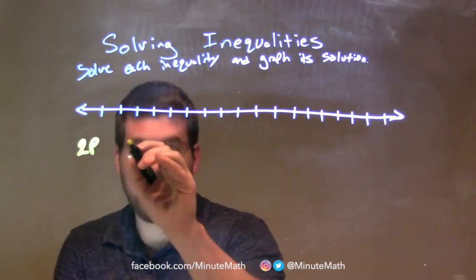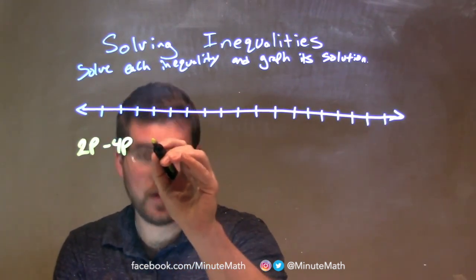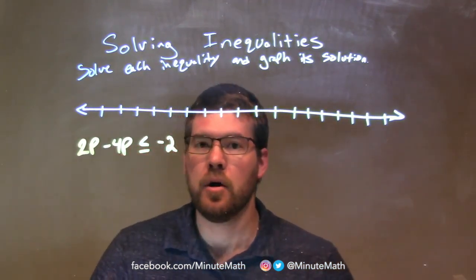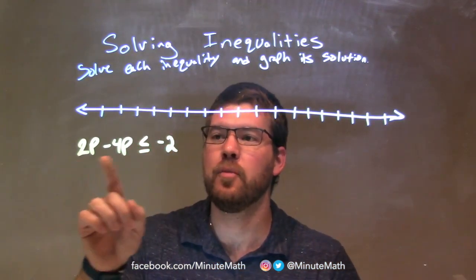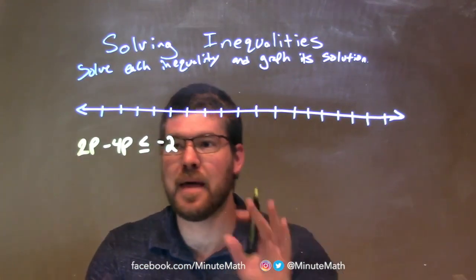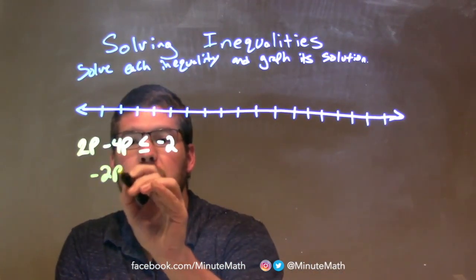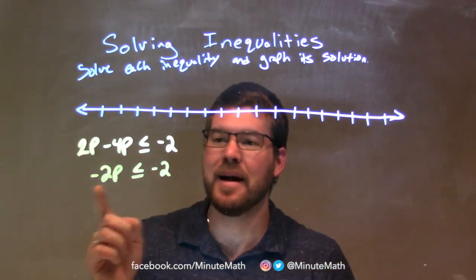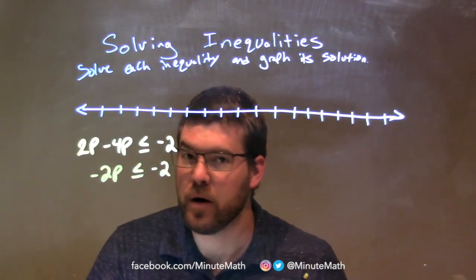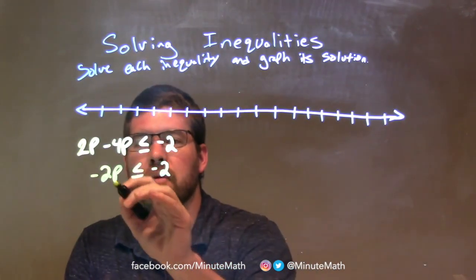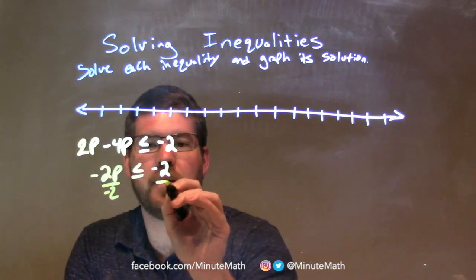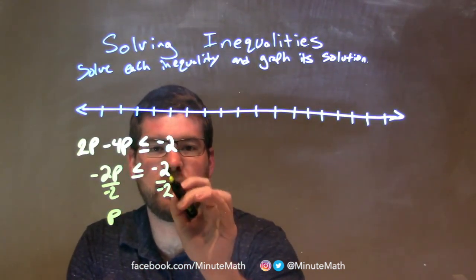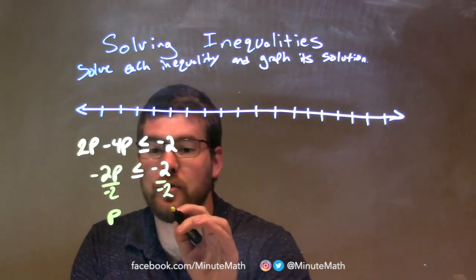2p minus 4p is less than or equal to -2. Alright, so right now what I want to do is I'm going to combine the 2p and the minus 4p together. That combines to be a -2p is less than or equal to -2. Now from there, I divide by -2 to both sides, and this is where it gets tricky. When I divide by -2, I am left with, well, let's do that. Divide by -2, divide by -2. P is here, and on this side, -2 divided by -2 is +1.